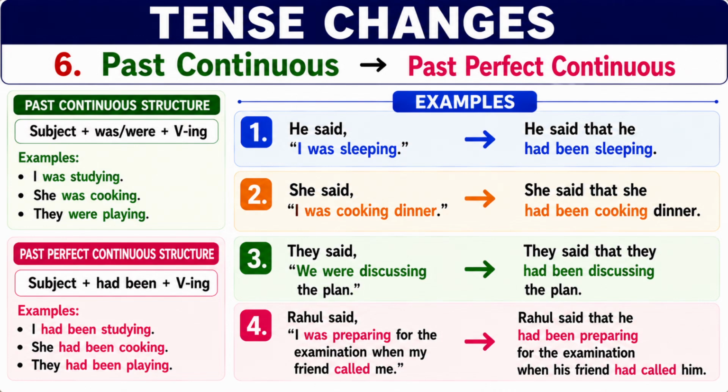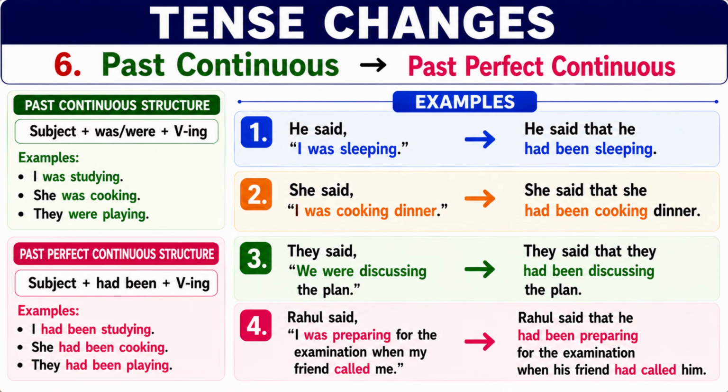Example 1. He said, I was sleeping. It becomes, he said that he had been sleeping. Example 2. She said, I was cooking dinner. It becomes, she said that she had been cooking dinner. Example 3. They said, we were discussing the plan. It becomes, they said that they had been discussing the plan.